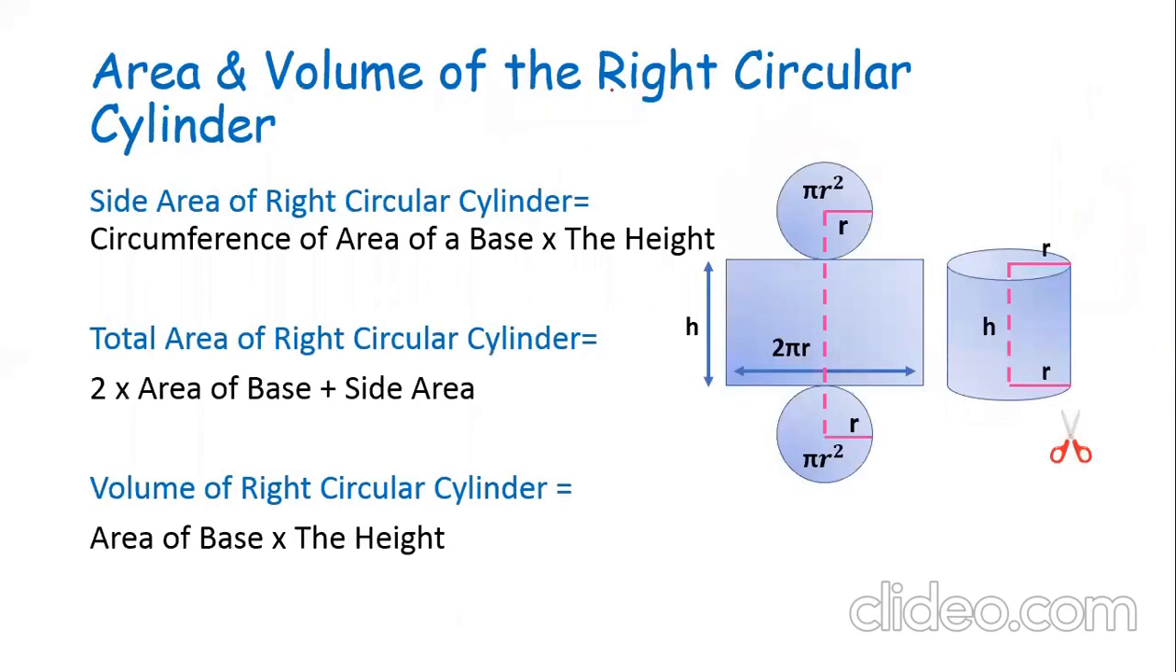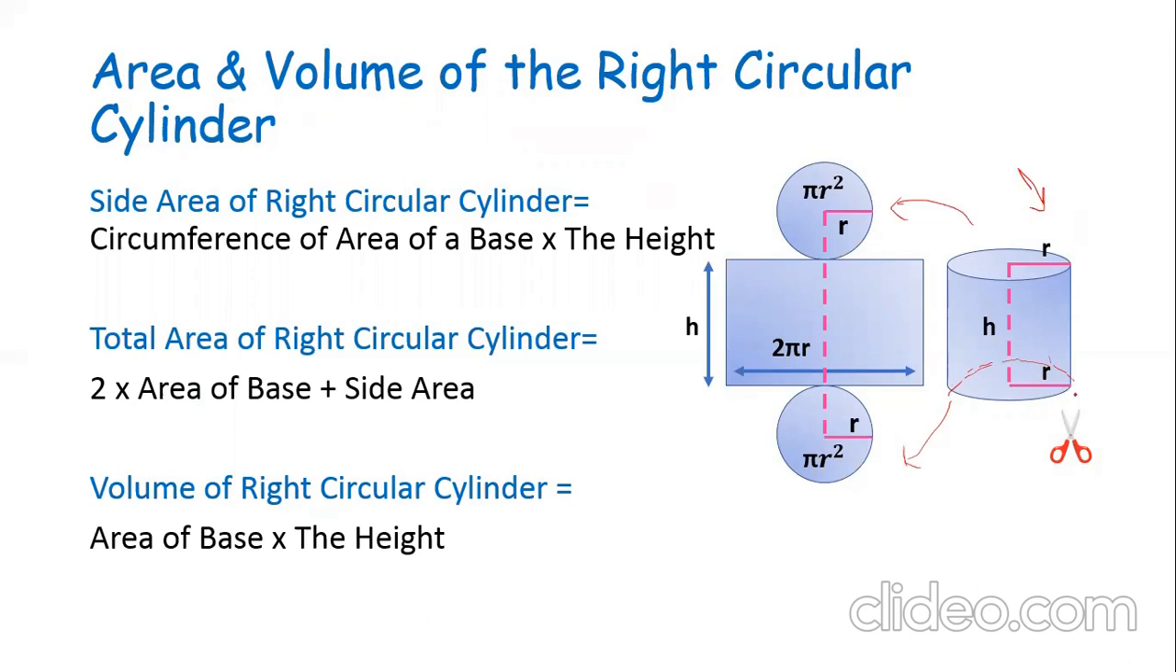The area and volume of the right circular cylinder. So let's consider we have this right circular cylinder, and we bring scissors and we cut it in 3 pieces. The first piece is the first base. The second piece is the second base. We can imagine it to look something like that. And the third piece is the rectangle that represents the curved surface.